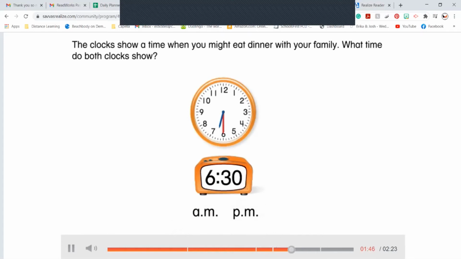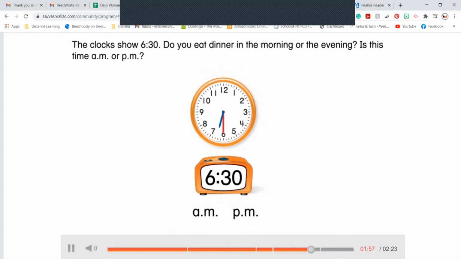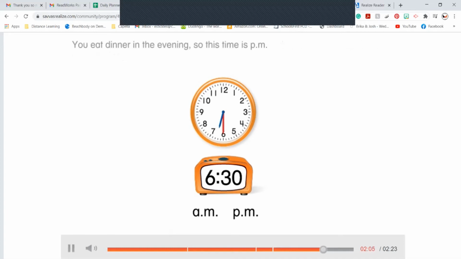The clocks show a time when you might eat dinner with your family. What time do both clocks show? The clocks show 6:30. Do you eat dinner in the morning or the evening? Is this time a.m. or p.m.? We eat dinner in the evening, so that would be p.m. You eat dinner in the evening, so this time is p.m.